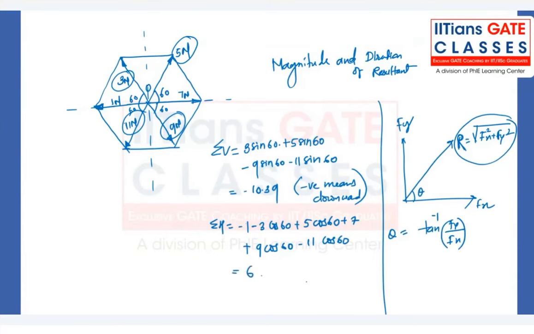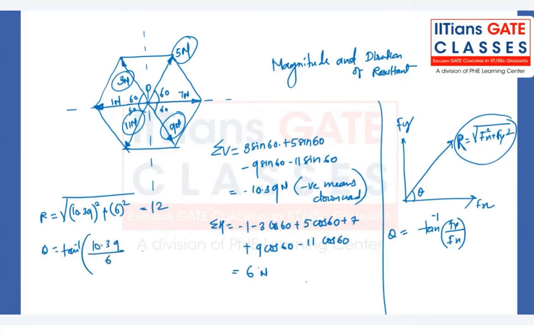And the resultant will be under root of 10.39 square plus 6 square, which is 12. And theta will be tan inverse of 10.39 by 6, which gives 60 degrees. So it's something like this.